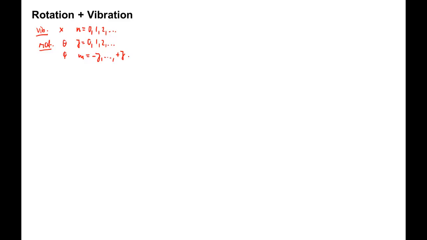Since rotation and vibration are essentially independent, we can add the vibrational and rotational Hamiltonians, and therefore we can also add the 2 energies. The overall energy of a combined rotation-vibration state is therefore given by the following. E_njm equals h bar omega times (n plus 1/2) plus h bar squared over 2I times j(j plus 1). Here, omega is the oscillator frequency and I is the moment of inertia.